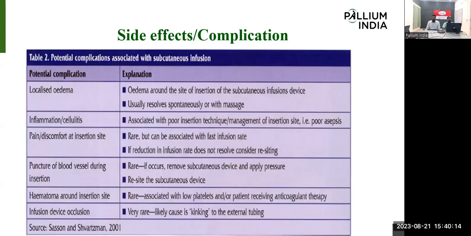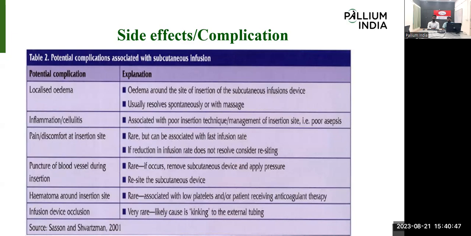Then some side effects and complications, and how they can be rectified, we're going to explain. First one, localized edema. I already told you before starting the procedure, we need to explain to the patient and family that mild edema at that site is normal. After some time, it will subside. If it is not subsiding, or the edema is increasing, we can give a gentle, mild massage on that area and try to subside the edema.